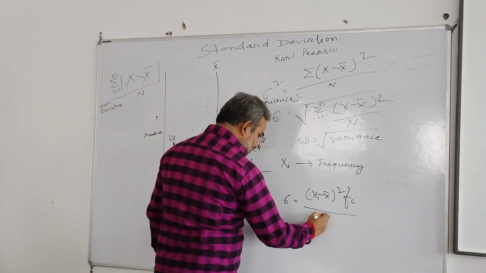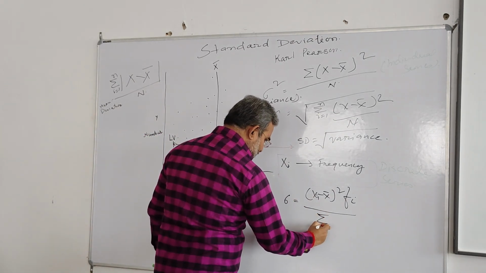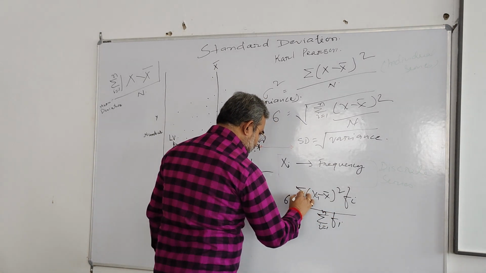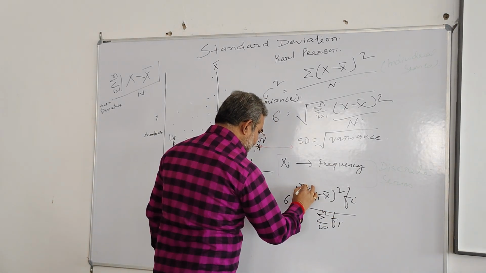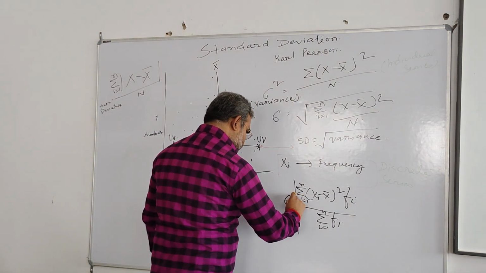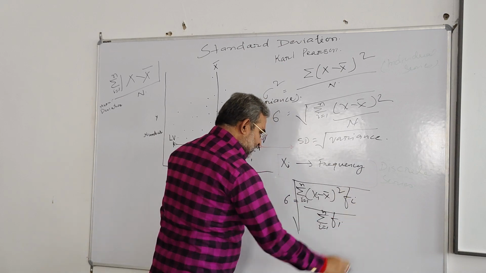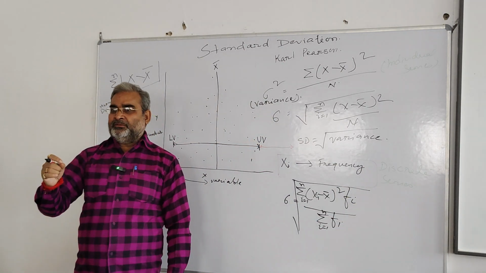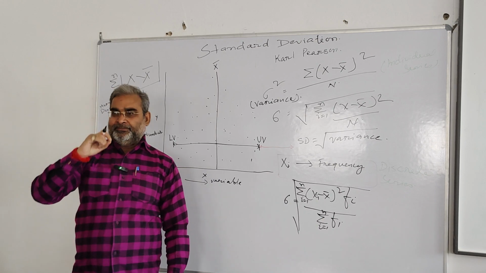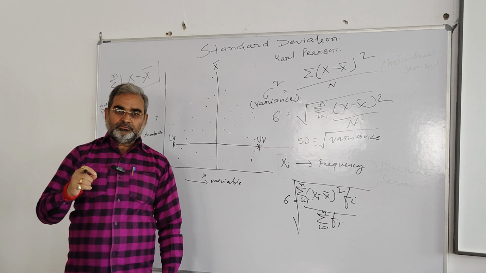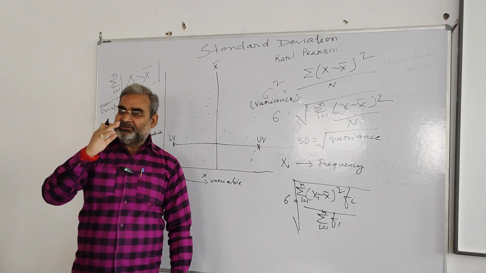That means here, summation of fi from i equals 1 to n. This one is the formula for the calculation of the standard deviation for discrete series.